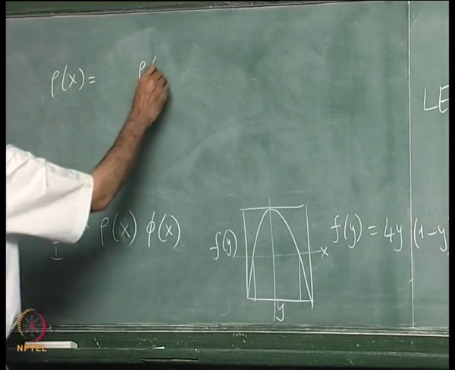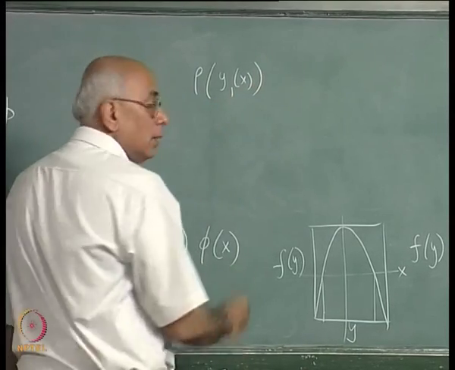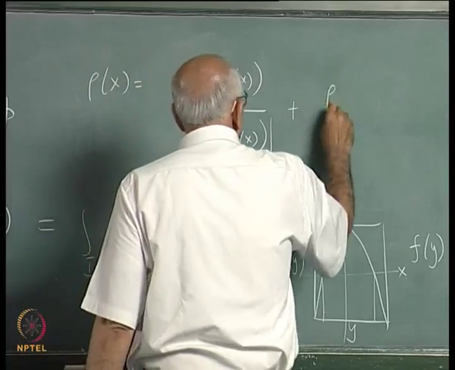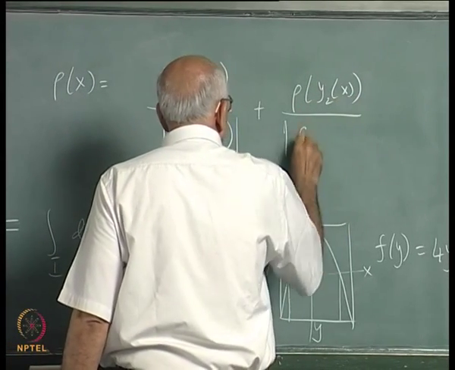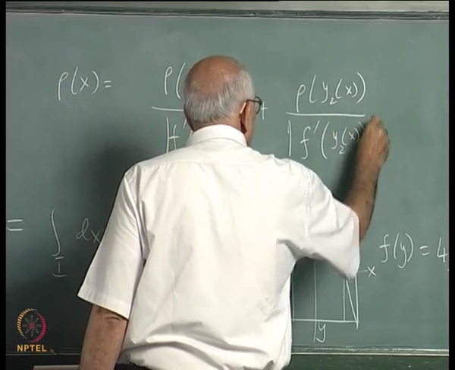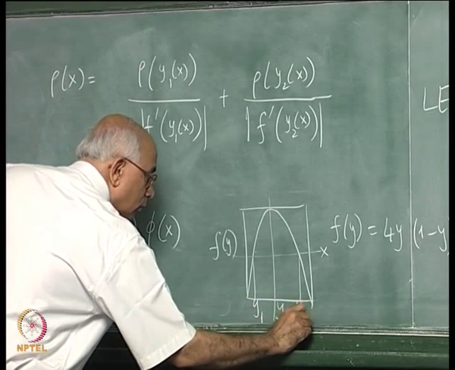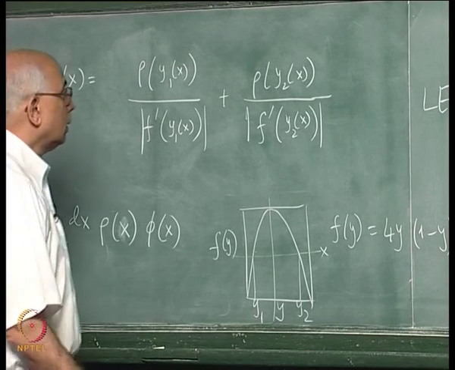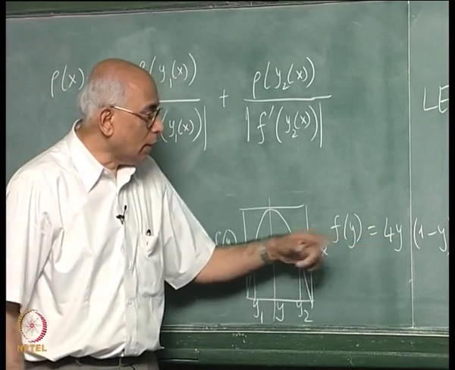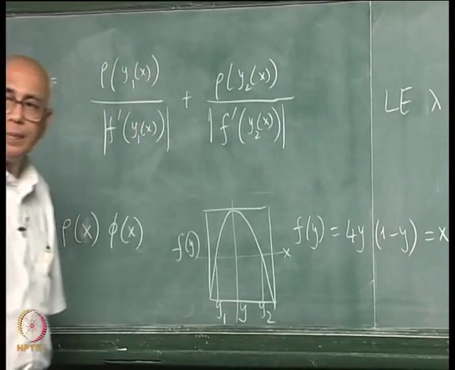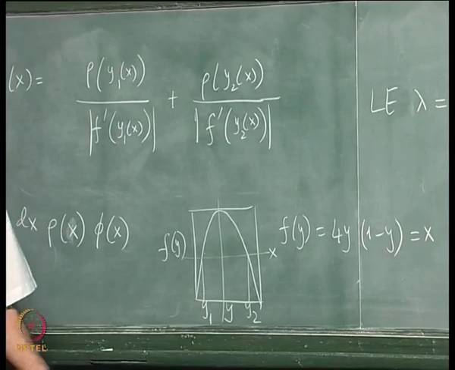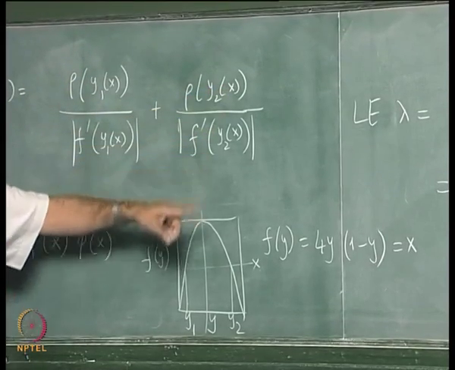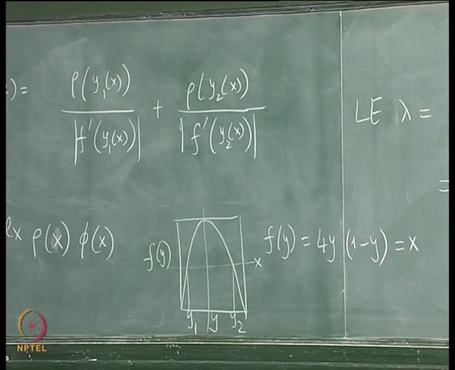And therefore, the density is evaluated at y1 of x divided by the modulus of the slope f prime at y1 of x, plus rho of y2 of x divided by the modulus of the slope of the map at the point y2 of x, where this is y1 and this is y2, or the left branch and the right branch of the inverse function. You have to compute this by solving; y1 and y2 are the roots of this equal to x, and it is fairly messy. It is a functional equation which is fairly messy, because you have some complicated function of x here which involves square roots and so on, because this is a quadratic function of y. I mean, you solve it, there are two roots which you have to write down explicitly.